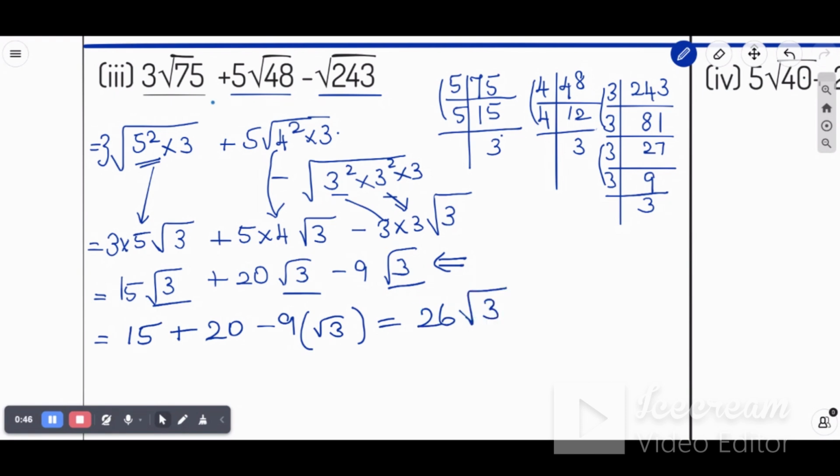So first of all, you have to simplify this and make sure you arrive at this step. You can do only addition and subtraction of surds when you have the same surds across. So however, try writing the same surds and then do the addition or subtraction. Okay, let's move on to the next question.